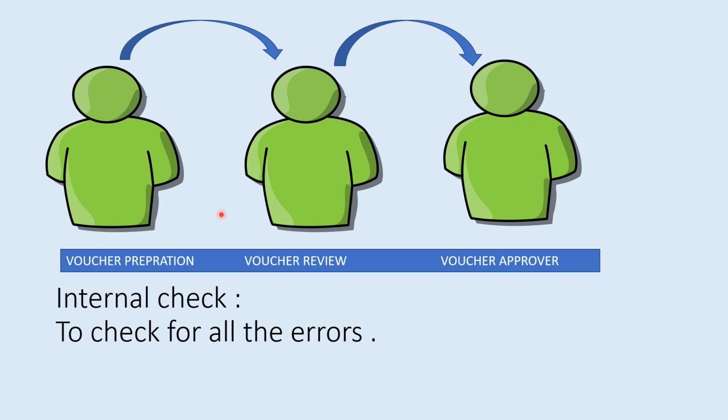So I have given you the example of voucher preparation. There are three people involved in voucher preparation. One is going to prepare it, another is going to review it, and the third one is going to approve it. So this is a system and example of internal check.